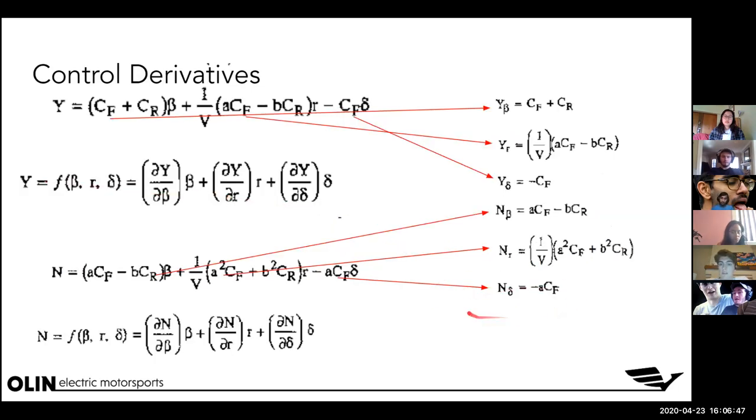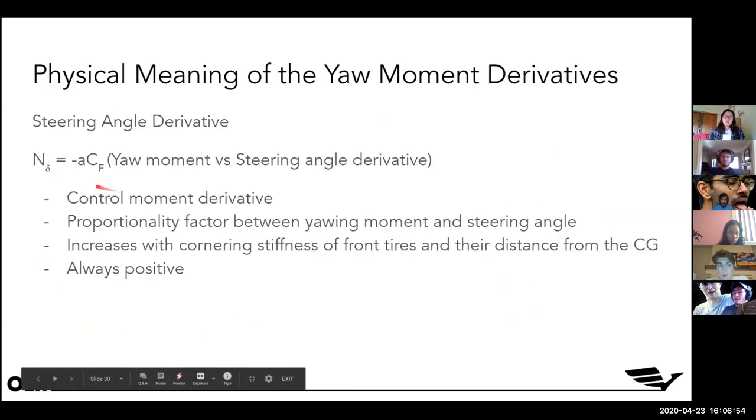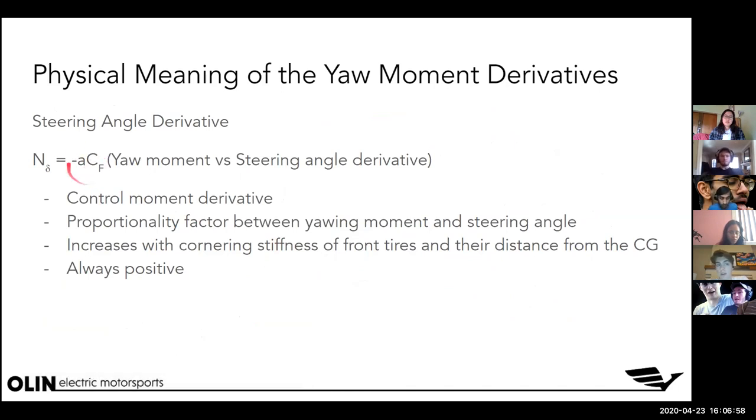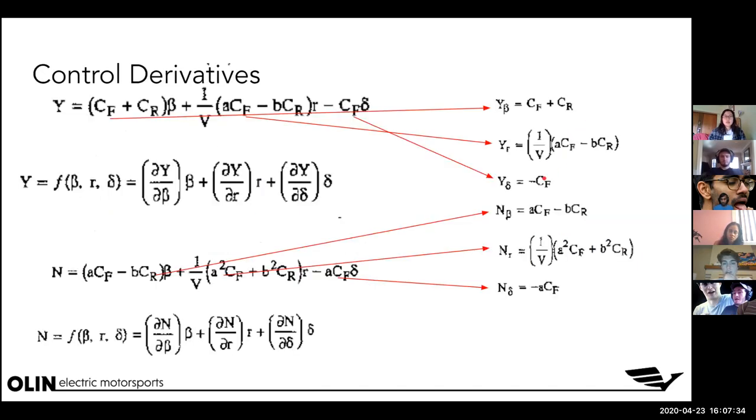The first one we're going to look at is the partial derivative of our yawing moment with respect to our steering angle. And the quantity here is a, the distance between your front wheel and the center of mass, times the front wheel's cornering stiffness. And this is called our steering angle derivative. So basically what this tells us is it's a proportionality factor between the yawing moment of our car and the steering angle that we're given. So it's pretty straightforward. It's saying that if your front wheel is further away from your center of mass and your front wheel has a higher cornering stiffness, then as you give steering angle inputs, you're going to give more yaw moment. Does that make sense? Cool. So that's this in the yaw moment equation. It corresponds to this derivative quantity.